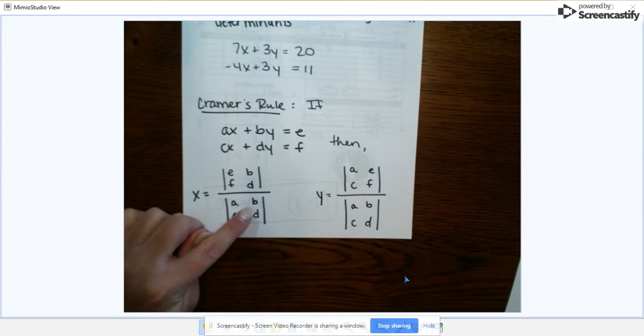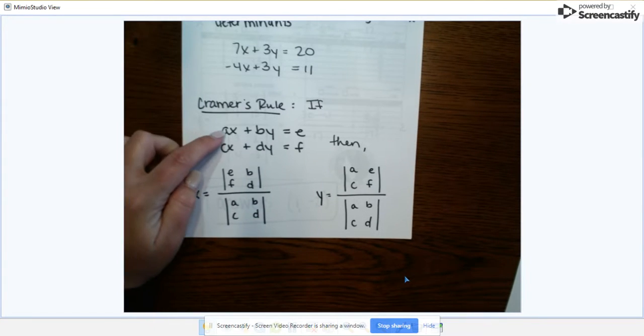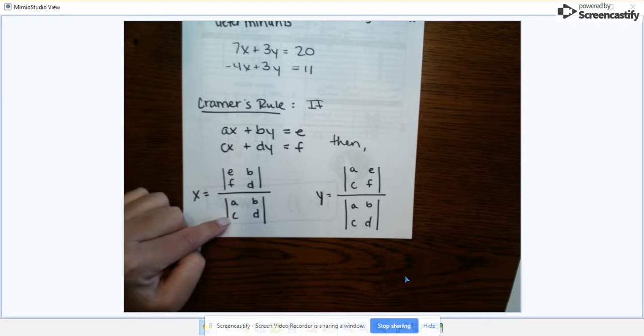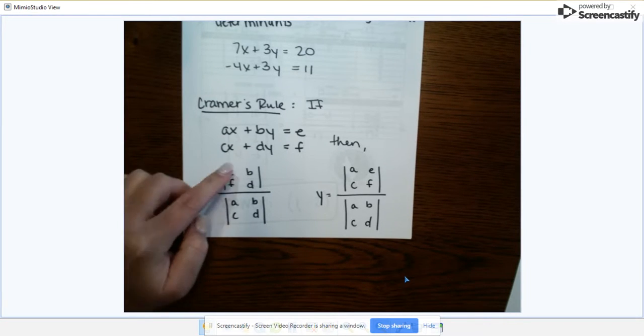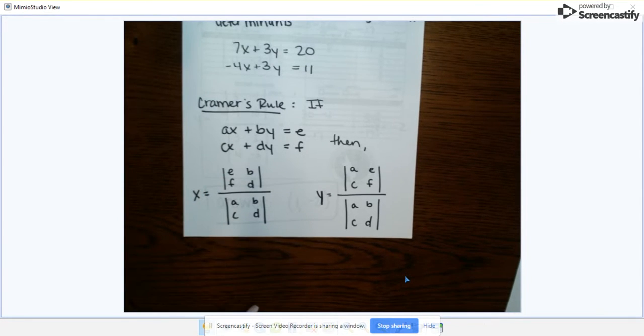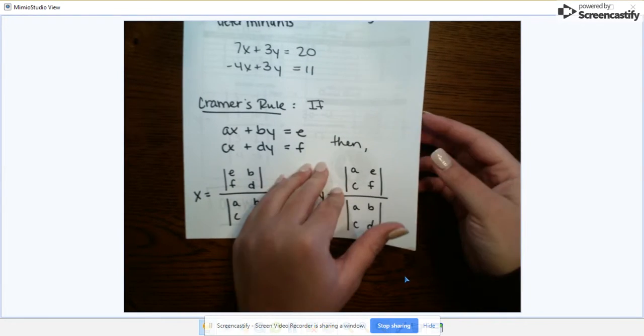The denominator is what we call the coefficient matrix. So we take all of our coefficients and plug that into this 2 by 2 matrix. It's really important that you copy this down because we're going to use that every single time we solve a problem like this. So let's jump into an example.